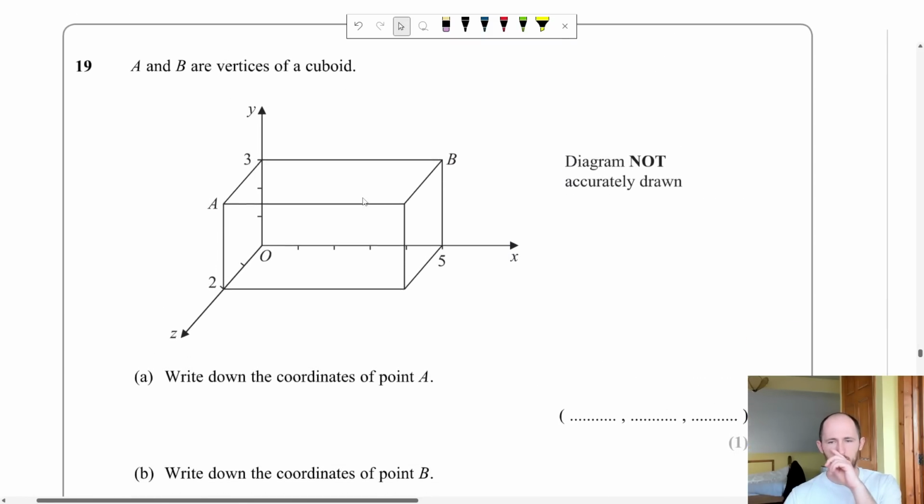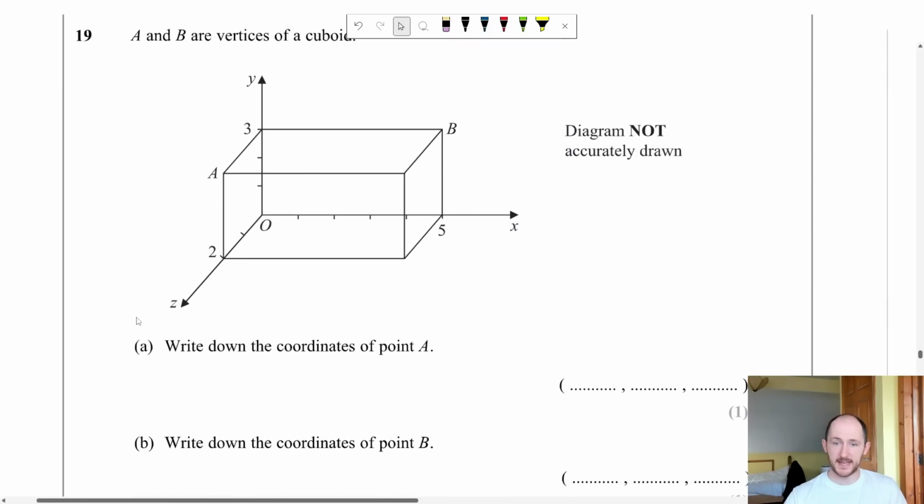Again, this is actually a question that is deceptively tricky, even though it's only 2 marks. We have the vertices of a cuboid, and it's an x, y, z axis, which is something that really isn't shown that often in GCSE maths. This is very interesting. But essentially we need to write down the coordinates of point A and point B. So how do x, y, z coordinates work? Well, again, the order doesn't really change. It's still x, y, but then the z goes on the end.